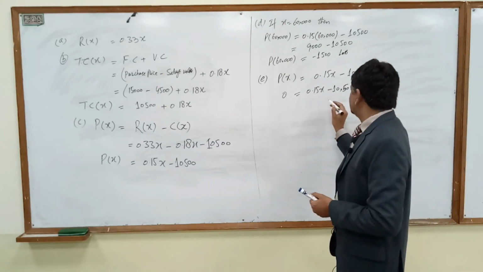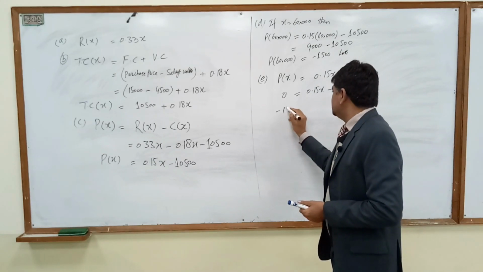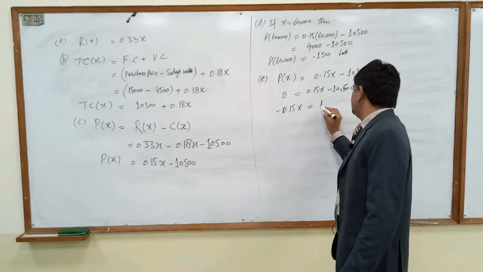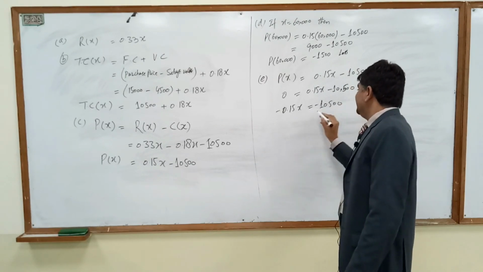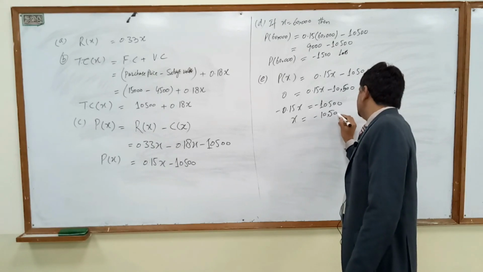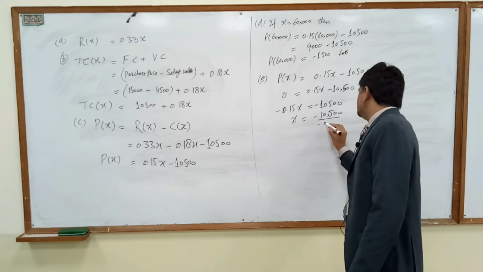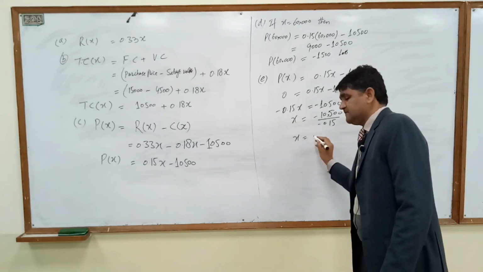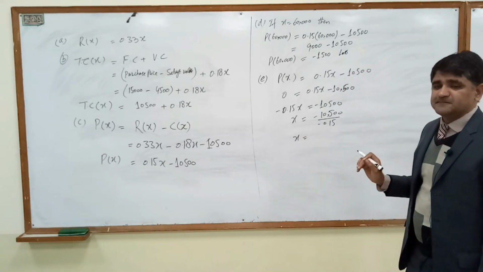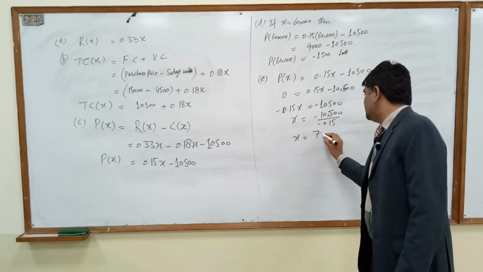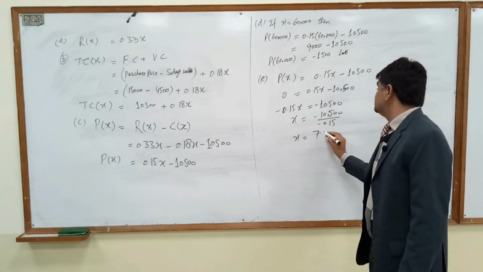Shift the variable to one side, constant to the other side: minus 0.15x equals minus 10,500. So x is equal to minus 10,500 divided by minus 0.15. So x is equal to 70,000. Yes.